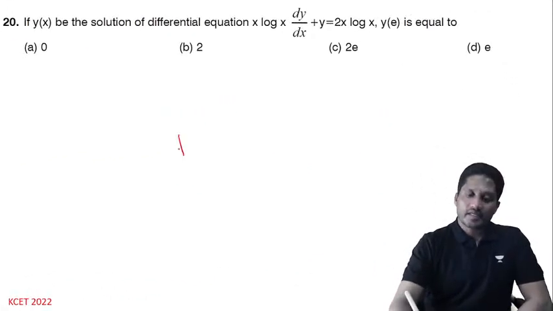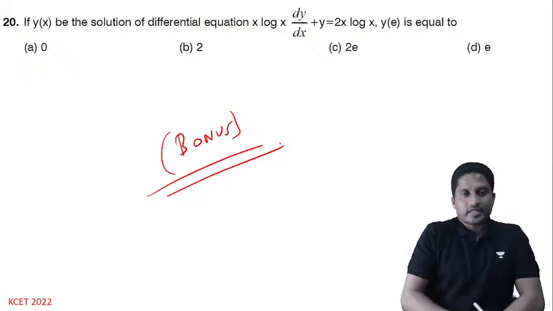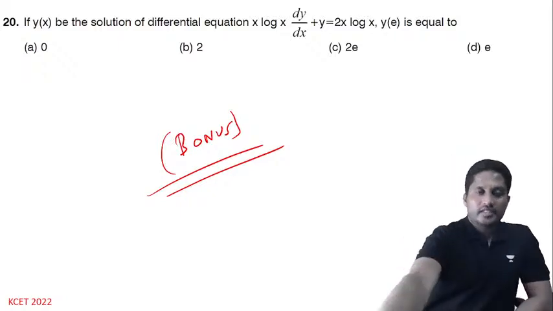This is question number 20. This problem was a bonus problem in the 2022 paper, right? Because the data is insufficient. Let's move to the next question.